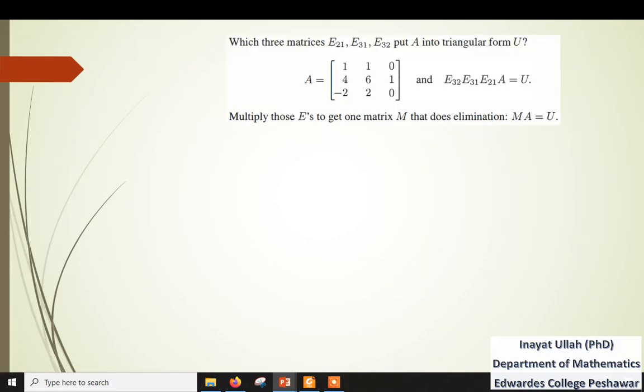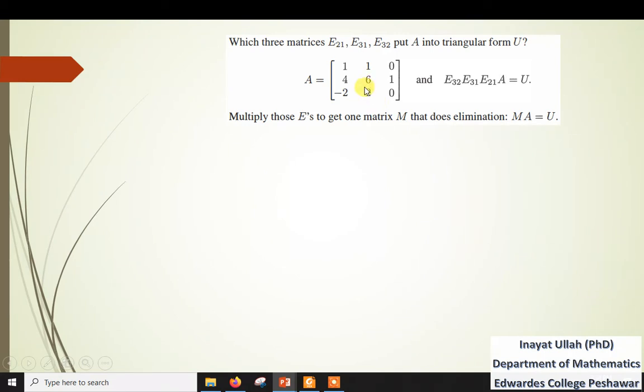In this example, just look at this E32. E32 will subtract... We are dealing with row 3 and row 2. So what is E32? E32 needs a multiplier, and that multiplier is row 2 divided by row 3. So just look at that. Row 2 divided by row 3. Row 2, 6 divided by 2.